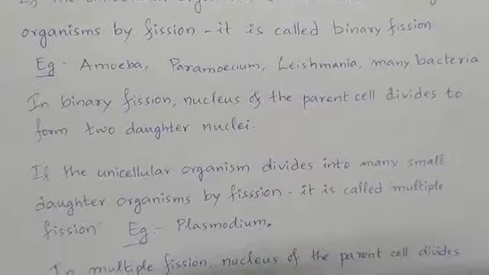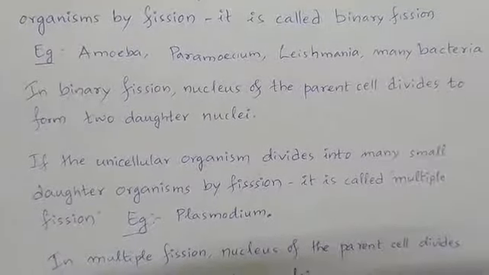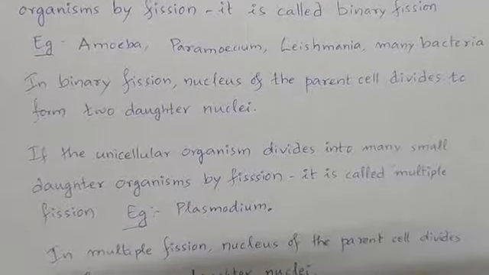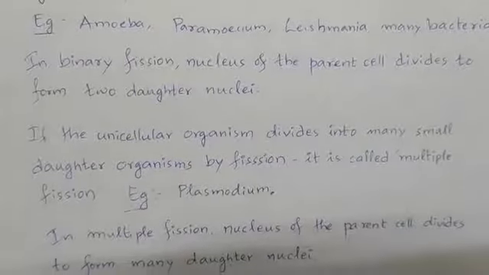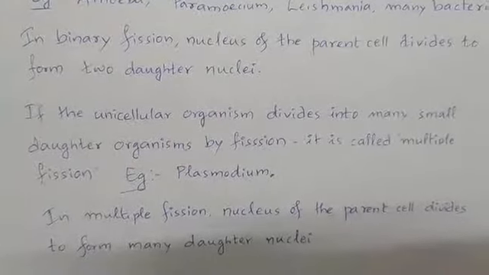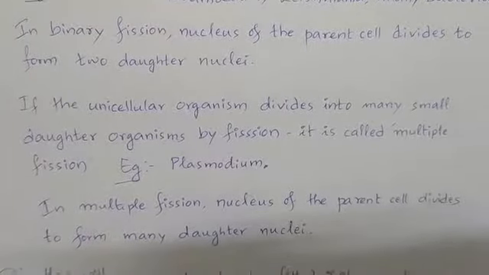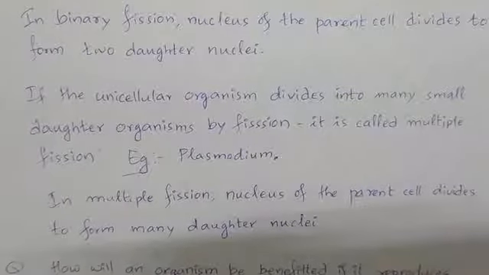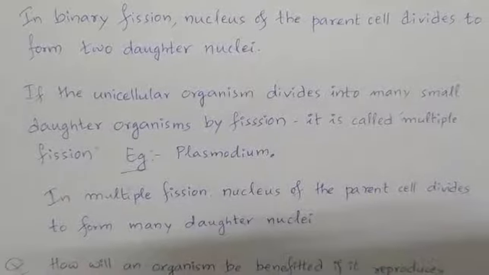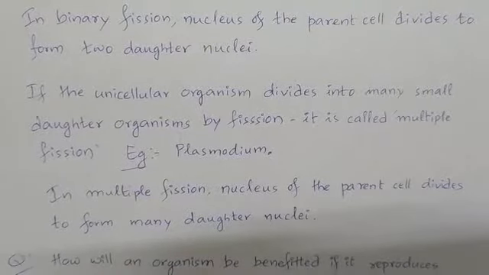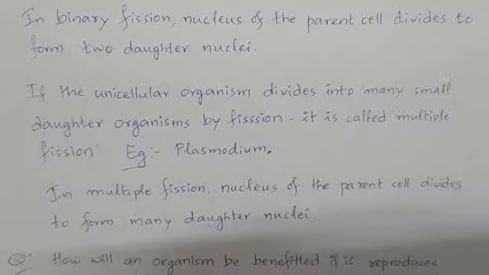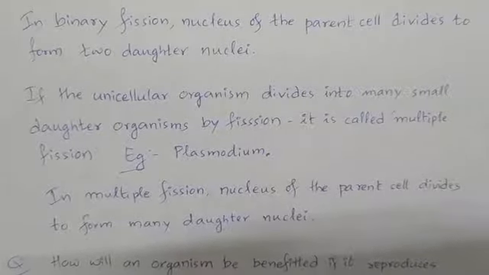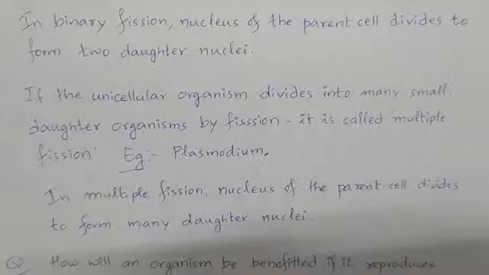Coming to multiple fission. If the unicellular organism divides into many small daughter organisms by fission, then it is called multiple fission. In the case of Plasmodium, it happens. In multiple fission, the nucleus of the parent cell divides to form many daughter nuclei. Right? In some commercially published books, I don't want to name, it is given like yeast is undergoing multiple fission. It is wrong. Don't write yeast as an example for multiple fission.